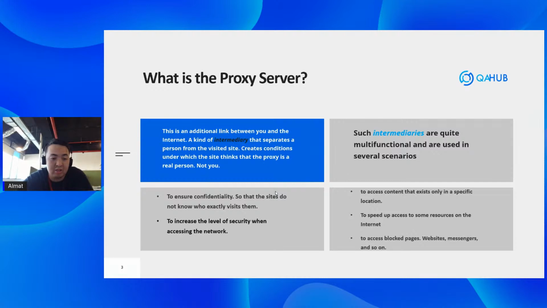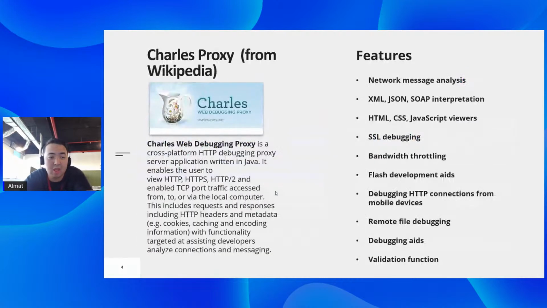Such intermediaries are quite multifunctional and can be used in several scenarios. First, to ensure confidentiality, so that sites do not know who exactly visits them. Second, to increase the level of security when accessing the network. Third, to access content that exists only in a specific location. Fourth, to speed up access to some resources on the internet. And next, to access blocked pages, websites, messengers, for example, some mobile apps, desktop apps, and so on.